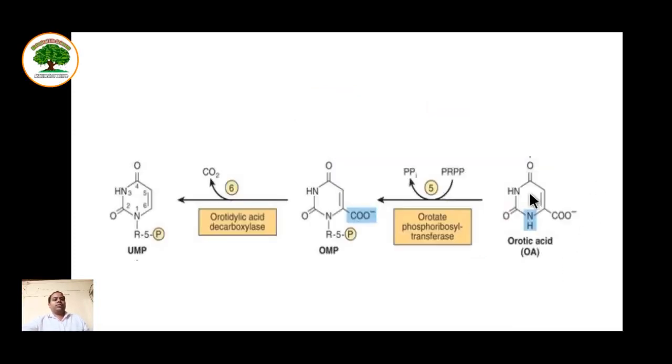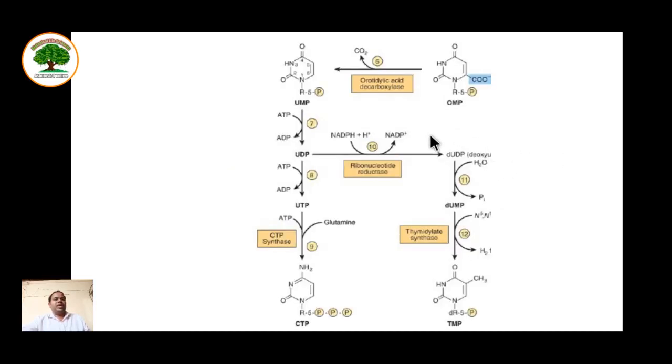Now this orotic acid is then attached with the ribose 5-phosphate sugar, and then it is converted by orotidylate decarboxylase. This enzyme converts this OMP into UMP, that is uridine monophosphate. You can see here the previous product formed here. The PRPP sugar is attached to this and the pyrophosphate is released and OMP is formed. Now this OMP is converted into UMP. You can see again here the OMP is converted into UMP here.